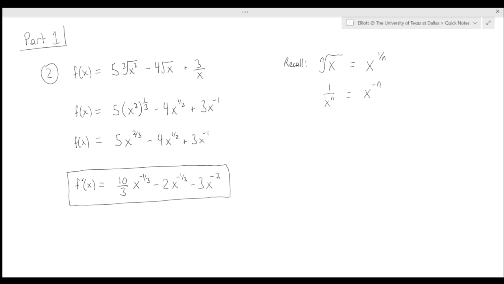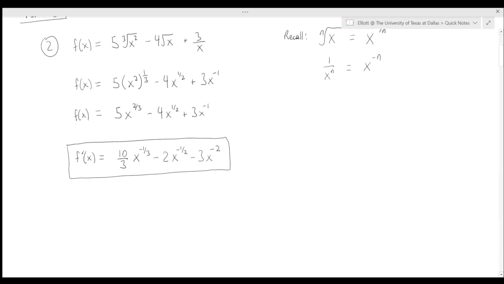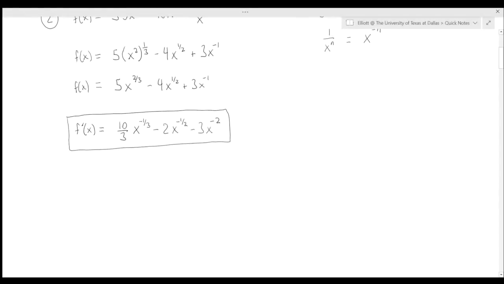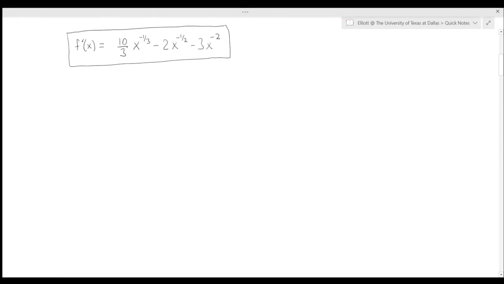All right, any questions about that one? All right, so I'll do another problem next. Number 3 and 4 are pretty similar. I'll take a look at number 3.